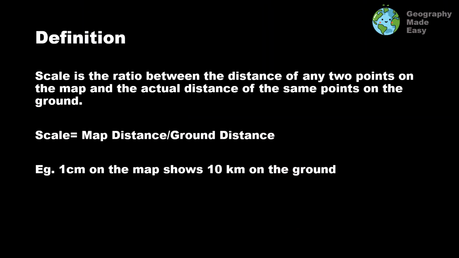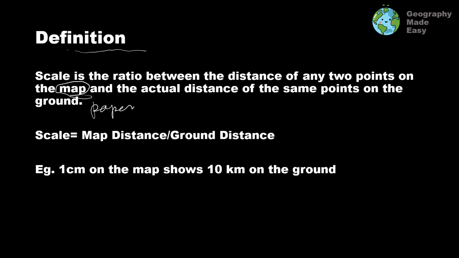Firstly, we would like to look at the definition of scale. What is the meaning of scale? A scale is the ratio between the distance of any 2 points on the map and the actual distance of the same points on the ground. Without using the word map, I can also use the word paper.